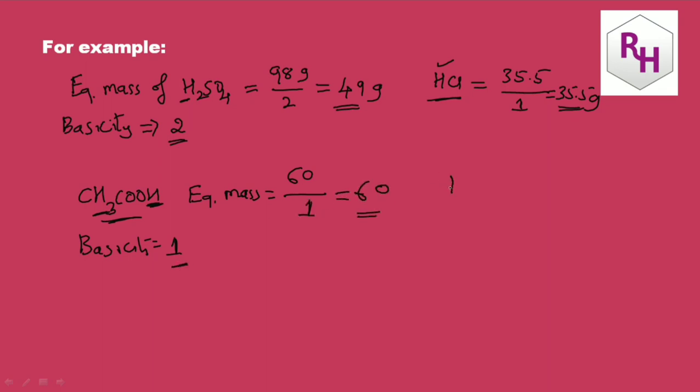Like that, if you want to calculate for HNO3, the molecular mass is 63 gram, and the basicity is equal to 1, so the equivalent mass is 63 gram. This is the equivalent mass of the acids. Yes, let us go to the equivalent mass of the base.